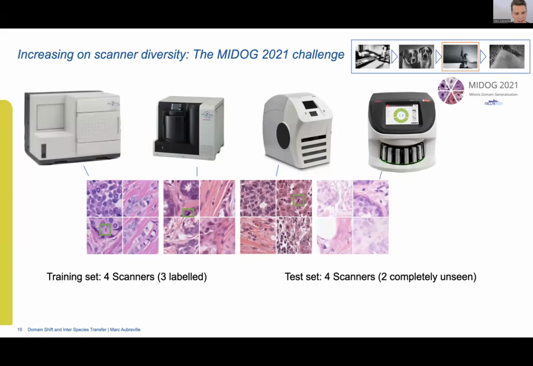And then we had another set of scanners. So 2 were actually even part of the training set. So this one here and this one here, while this one was, however, not labeled. So we only had some images part of the training set. On the test set, however, we also had 2 additional completely novel scanners, and we wanted to see how well does this all generalize.